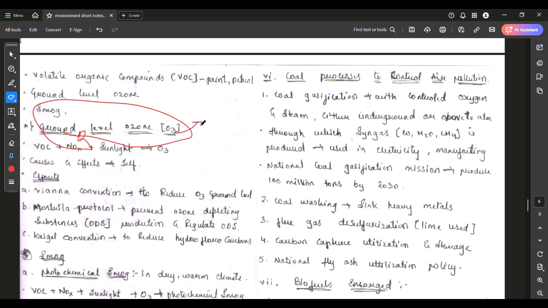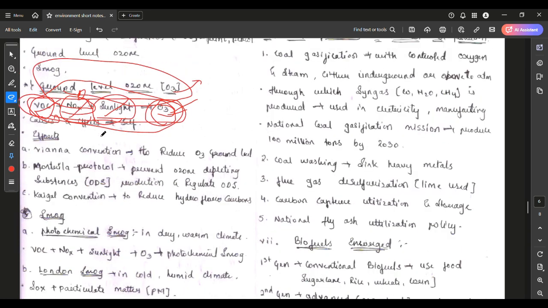This question is very important in the mains examination and also in the prelims examination. In the prelims examination, they majorly ask how the ground level ozone is formed. They will provide some options such as volatile organic compounds and NOx and sunlight, which lead to O3. Like that, they will provide some options. You need to select. I also provided a clear picture here. You can see here VOC plus NOx plus sunlight, which leads to ground level ozone.